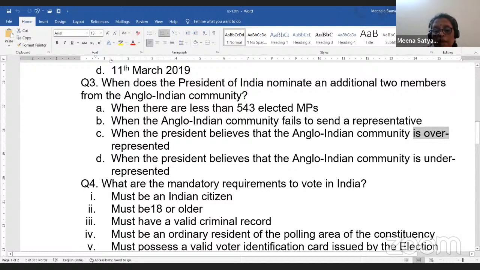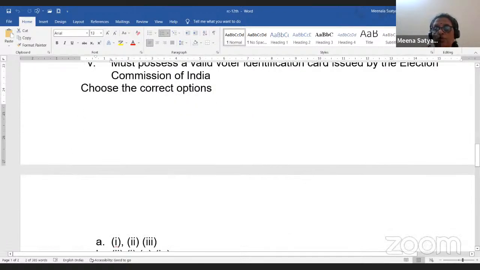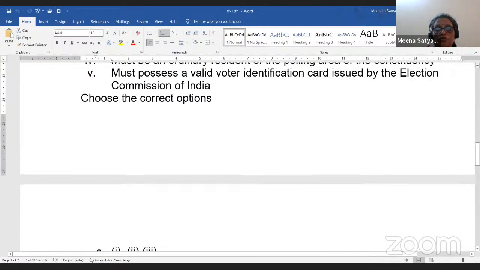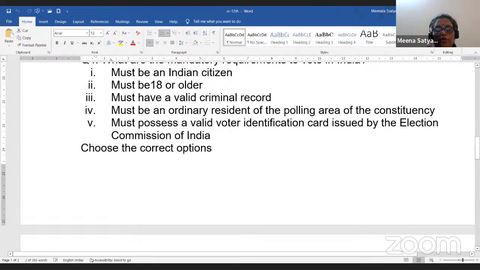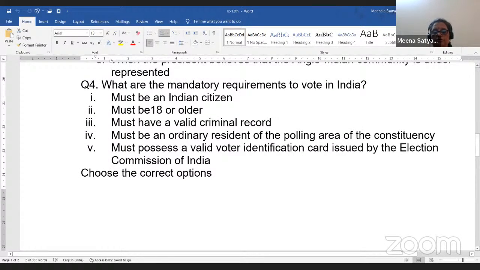Now, what are the mandatory requirements to vote in India? So here you have: must be an Indian citizen, must be 18 or older, must have a valid criminal record, must be an ordinary resident of the polling area of the constituency, must possess a valid voter identification card issued by the Election Commission of India.